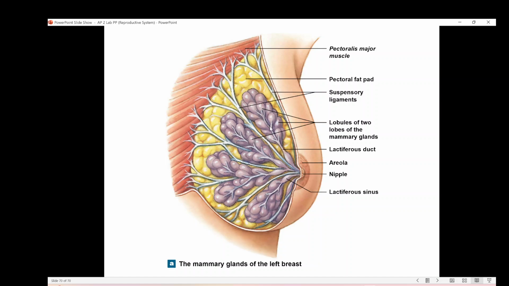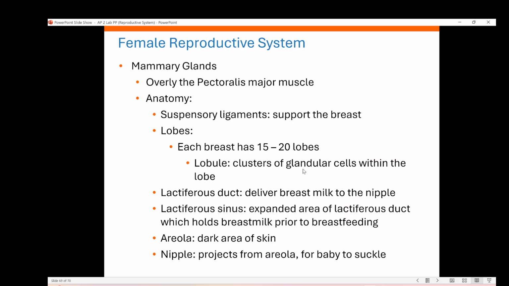Milk is going to be made, and it's going to come into the lactiferous duct right here. There'll be a little bit of a swelling. This is known as the lactiferous sinus, and then that little tube is going to lead right to the nipple. So you can see all of these lactiferous ducts are leading right to the nipple over here. Like I said, that lactiferous sinus is the expanded area of the lactiferous duct, which is going to hold the breast milk prior to breastfeeding.